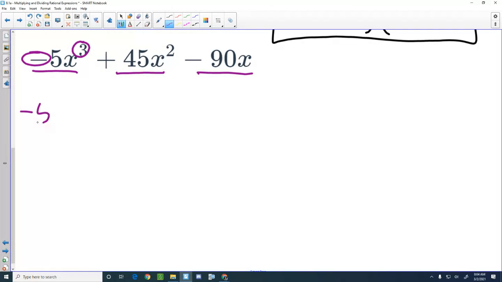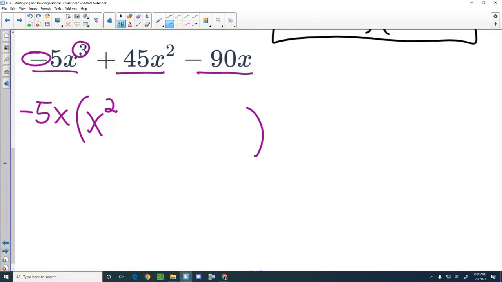So negative 5x, parentheses. Inside the parentheses, I'm going to write those same three terms, but I'm going to divide each one by a negative 5x. This first term, negative 5x to the third divided by a negative 5x, is simply going to be an x squared, because negative 5 divided by negative 5 is just a 1. X to the third divided by x is x squared. So that first term is just a nice, easy x squared. We love that. That's awesome.